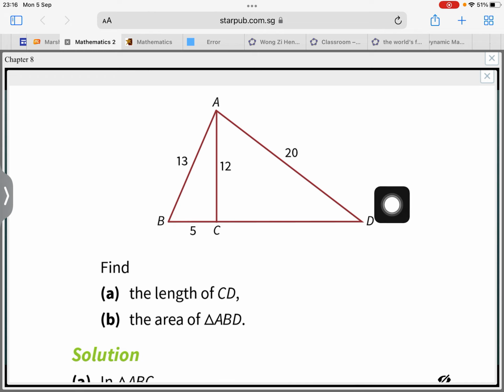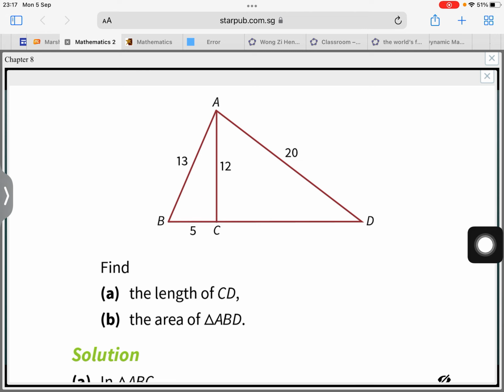There are a few ways to do it. We don't know whether ABD is a right angle triangle, so we can't straight away use half times 13 times 20. Actually, we don't know whether BAD is a right angle, but we know ACD is a right angle. So instead of using half times 13 times 20, I can use half times 12 times this. So half times base times height. These two are right angle.